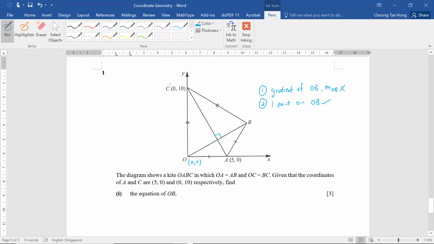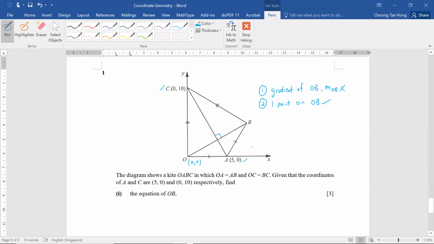Because we know the coordinates of C, we know the coordinates of A, we will be able to find the gradient of the line AC. And once we find the gradient of line AC, remember what is the relationship between the gradients of perpendicular lines? Yeah, their product is -1, and that will allow us to find the gradient of OB, which is the only info that we are lacking.